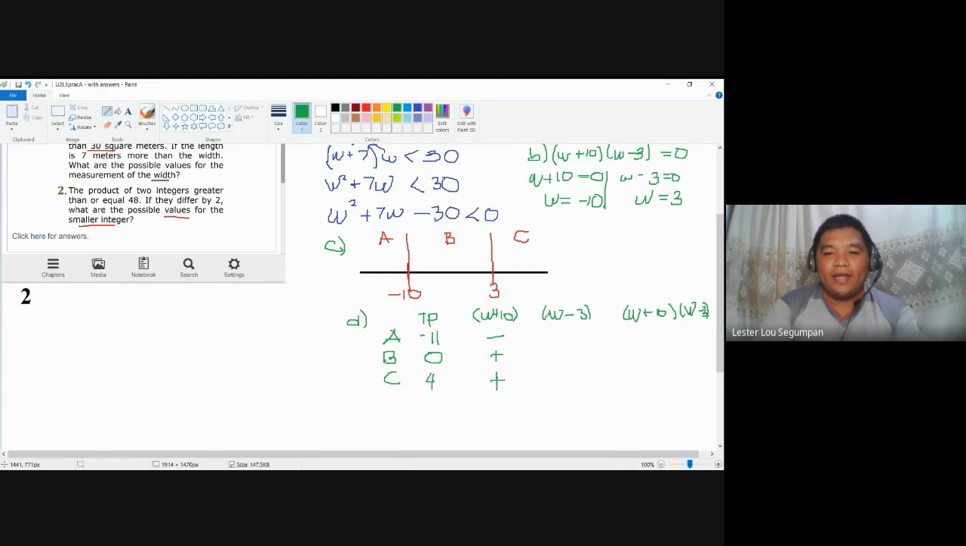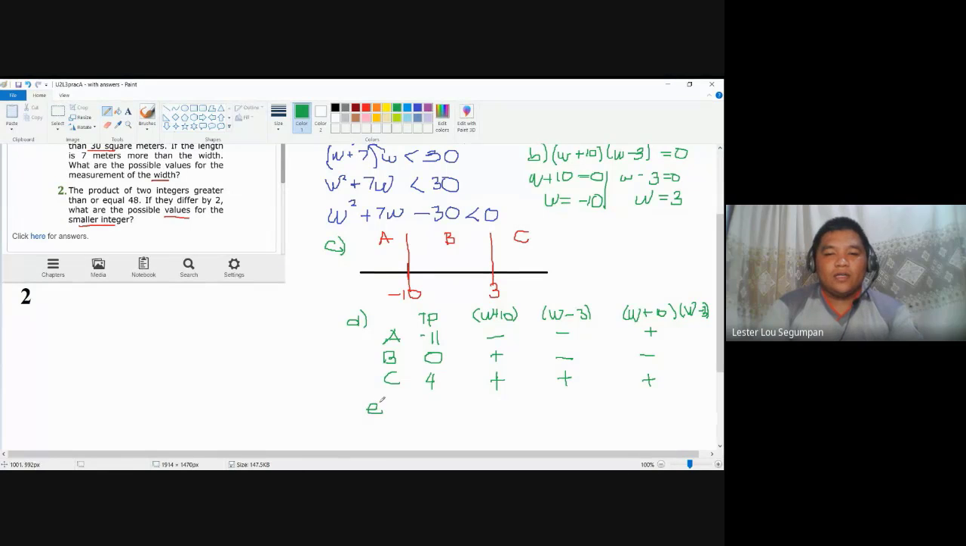Then we have negative 11 minus 3 is also negative. 0 minus 3 is also negative. 4 minus 3 now is positive. And then the product, because here the factors are being multiplied. So negative times negative is positive. This is negative, this is positive.